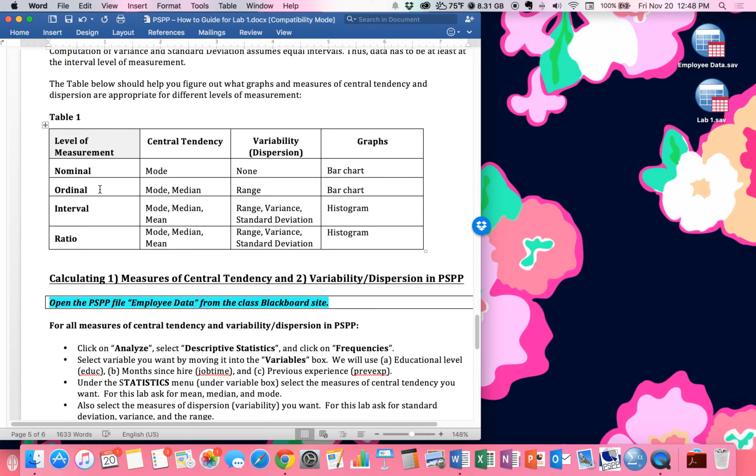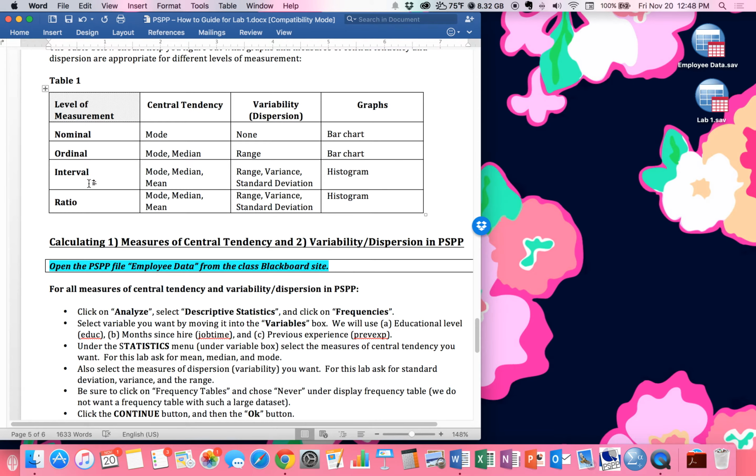Now say we have ordinal level measurement. We have first place, second place, third place in a race, right? So that doesn't make sense. In a race, we wouldn't have multiple people doing first, second, third. So let's say that we had t-shirt sizes, small, medium, large. And we'd say which one was sold the most. That would be the mode. And then we could report the median or the middle value, which, if they're in order, would be medium, something like that. And we can say the range. And we can display this by bar chart.